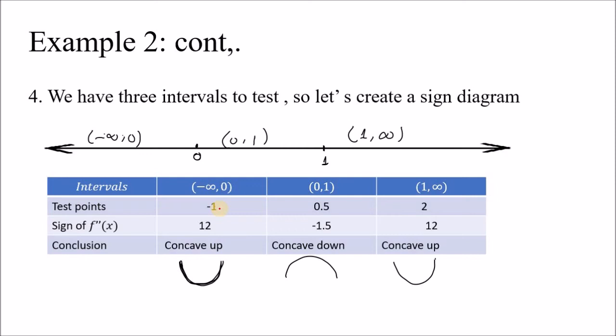If you plug negative 1 into the second derivative of the function, you'll get 12. That means it's positive. And since it's a positive number, the function here is concave up. So it is concave up like that.